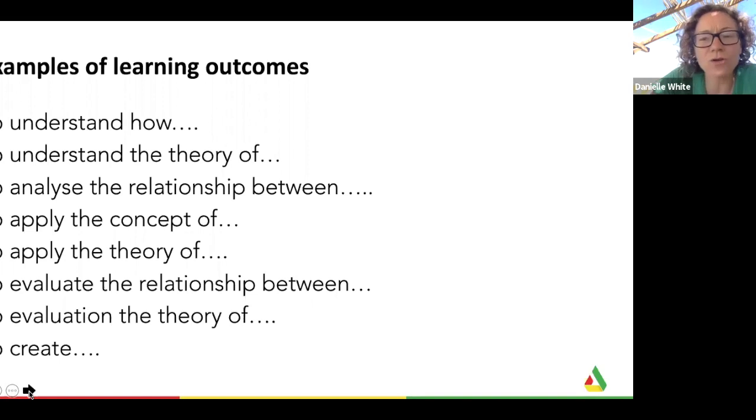So what are your learning outcomes in relation to your microteach? What is it that you want people to understand? What is it that you want them to analyze? And I would recommend starting with a learning outcome that asks for people to understand something, and then choosing either to apply or evaluate or create as your second learning outcome. So to take one from each.